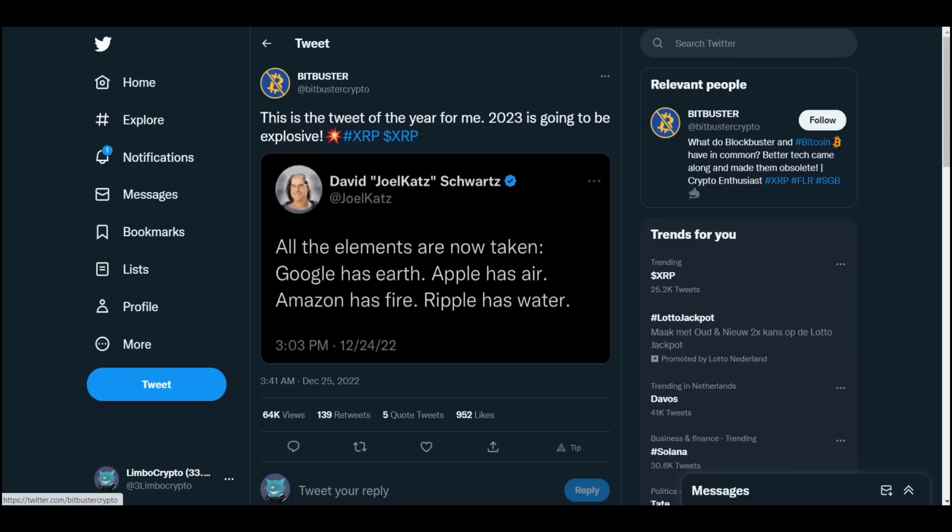But people now just want XRP to be centralized and want it to be bad because they can't handle it. This is the tweet of the year for me. 2023 is going to be explosive. All the elements are now taken. Google has earth, Apple has air, Amazon has fire, Ripple has water. Why, guys? Again, I have said this before. Why do you think he's bringing up this tweet? He is literally categorizing Ripple with these giants because that's what it is. That's what it's going to become.